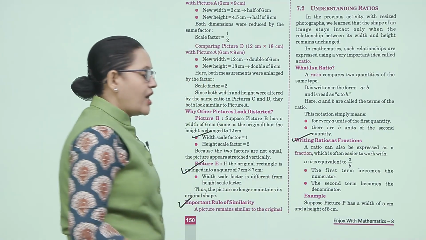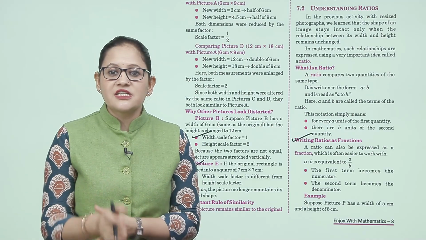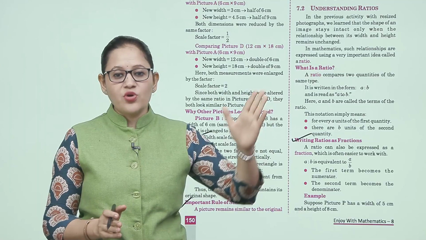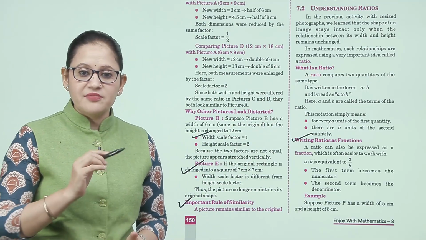Now, writing ratios as fractions. A ratio can also be expressed as a fraction, which is often easier to work with. A:B is equivalent to A upon B. The first term becomes the numerator and the second term becomes the denominator.